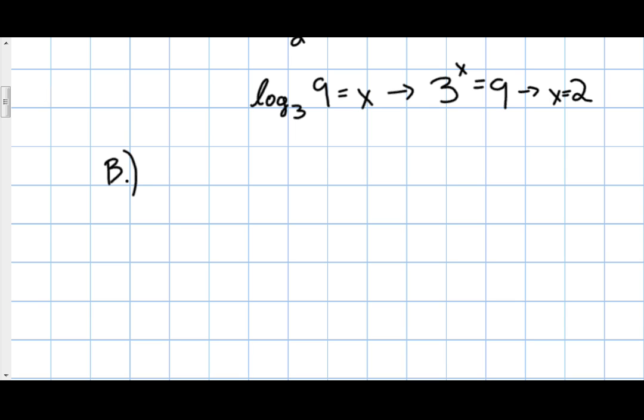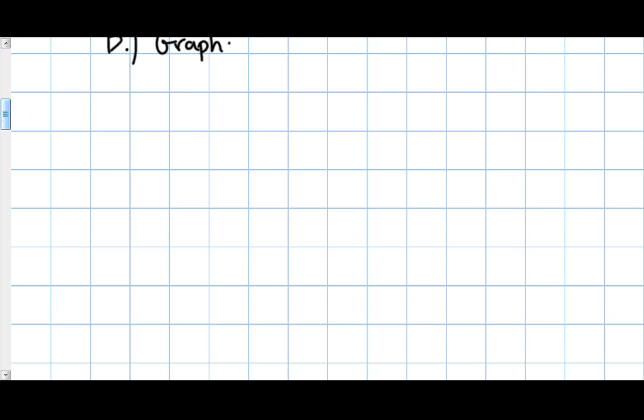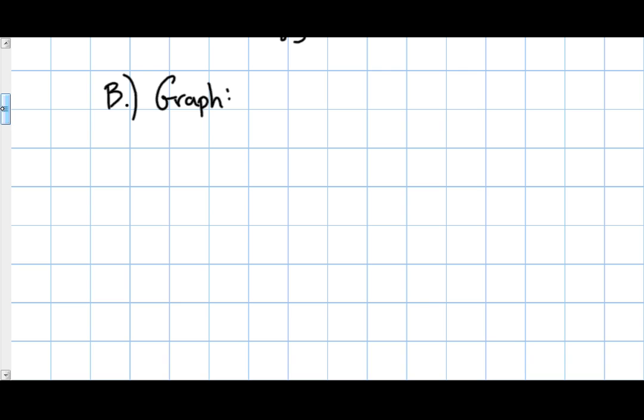So let's take a look at the graph of a logarithm, or the basic graph maybe of a logarithm. All right, so it'll start like this, and it'll go something like that. You'll notice it passes through the x-axis at 1.